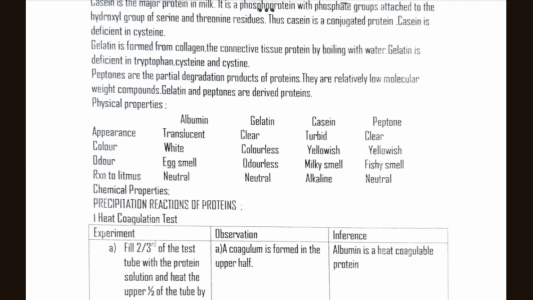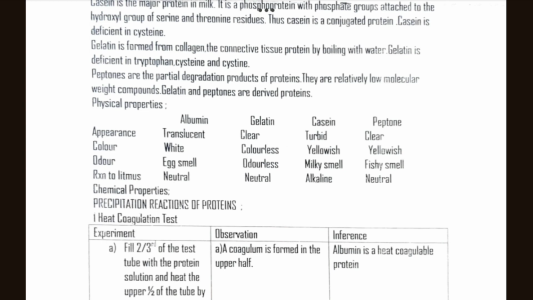Physical properties: albumin, translucent, white, egg smell, neutral. Gelatin, clear, colorless, odorless, neutral. Casein, turbid, yellowish, milky smell, alkaline. Peptone, clear, yellowish, fishy smell, neutral. In this, mostly we have to know about albumin and casein, the appearance, color, odor, and reaction to litmus, which is again TWEN, that is translucent, white, egg smell, neutral. Casein, TYMA, turbid, yellowish, milky smell, alkaline.